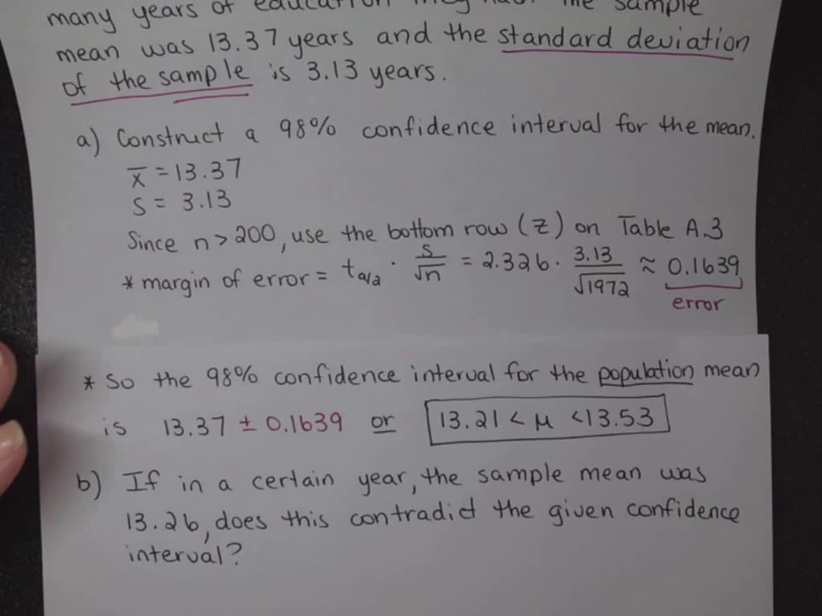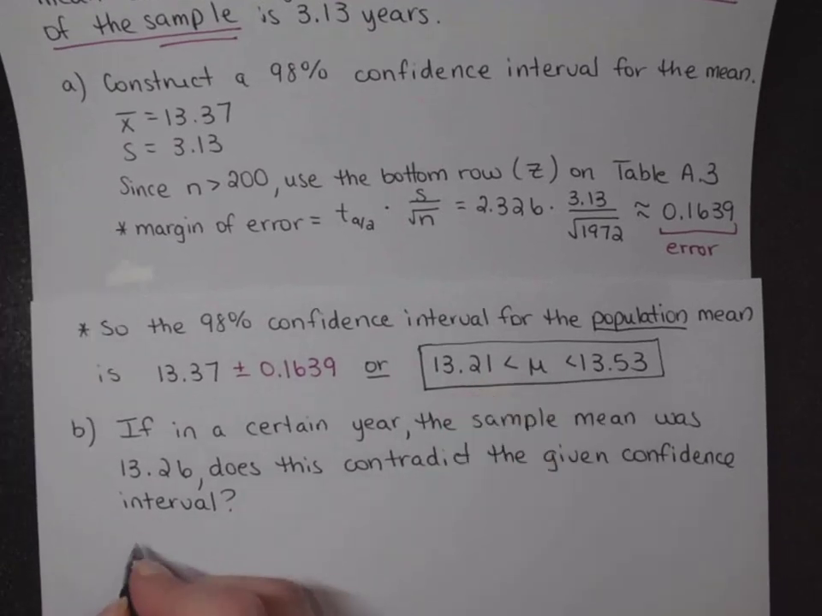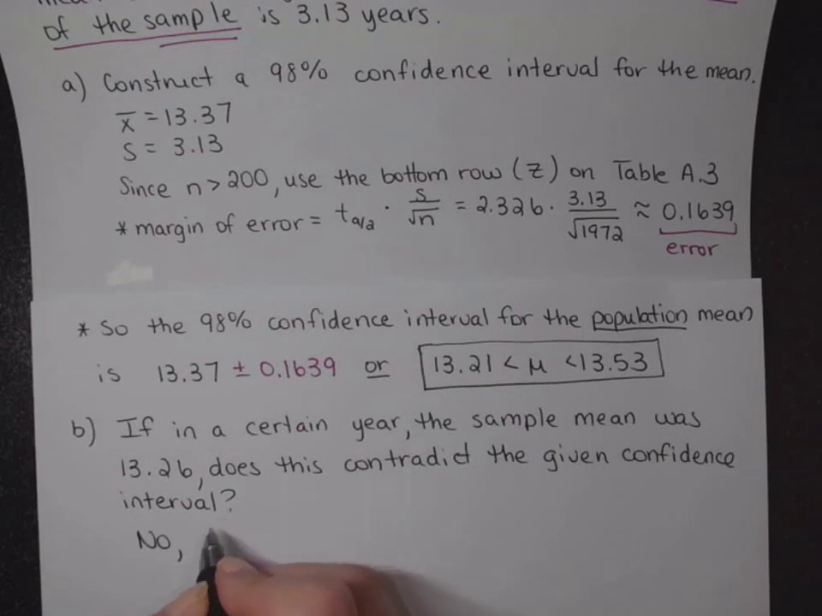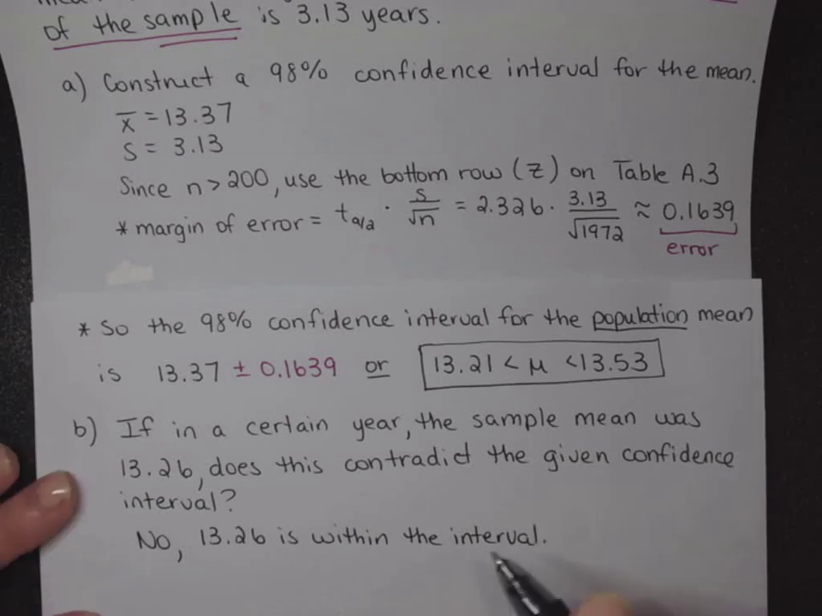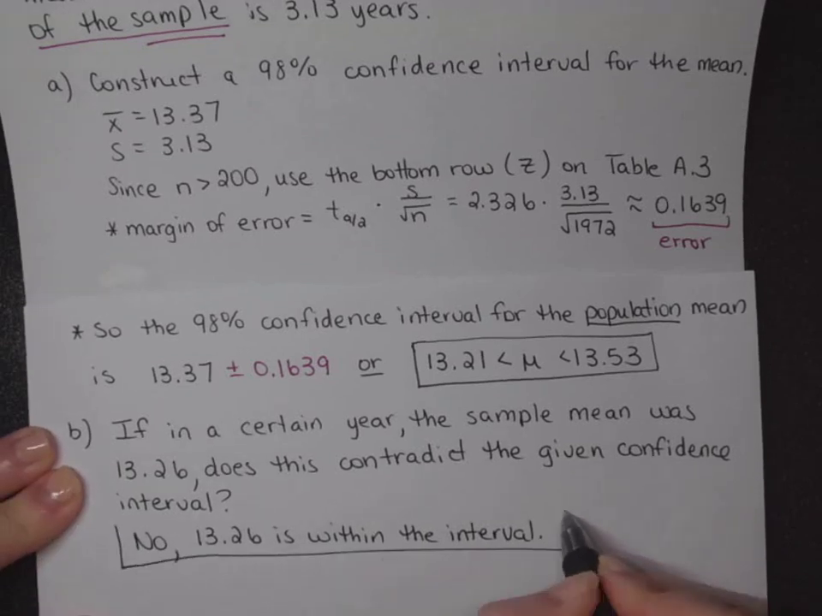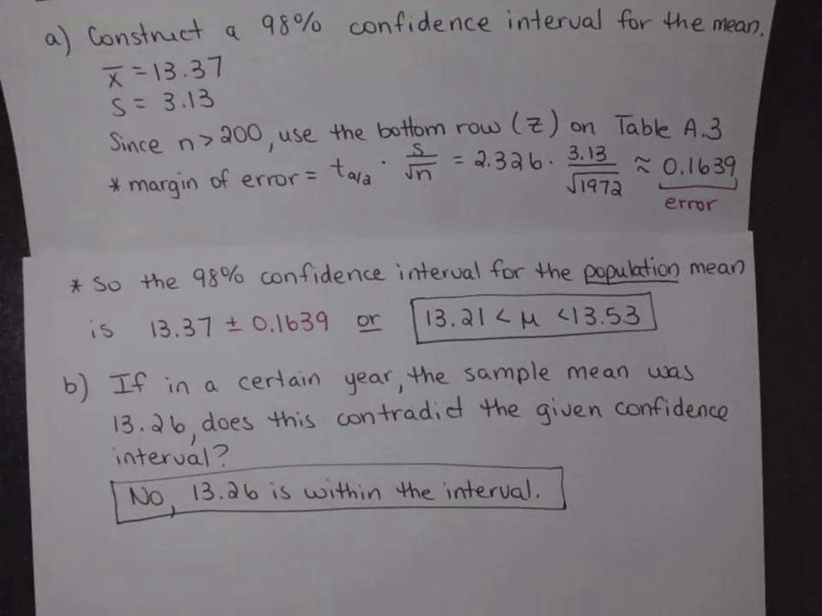Okay, so notice 13.26 is within the interval that we expected, so no, it doesn't contradict it. I'm just going to say no, 13.26 is within the interval. It is within the interval that we expected, so it doesn't contradict it. By the way, it is possible for it to contradict it, right? Because we're only 98% confident, so there's a small chance that we could be outside of that window, but it shouldn't happen very often since it's, quote, 98% certain.